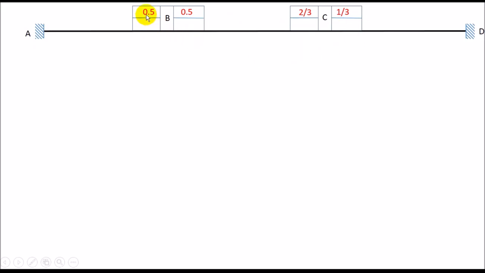First, we'll write all the distribution factors. 0.5 was for BA, 0.5 was for BC, 2 by 3 for CB, and 1 by 3 for CD. A and D won't have any distribution factor, as we saw earlier in step 2. Then just below them we have to write all the fixed end moments: MFAB, MFBA, MFBC, MFCB, MFCD, and MFDC.